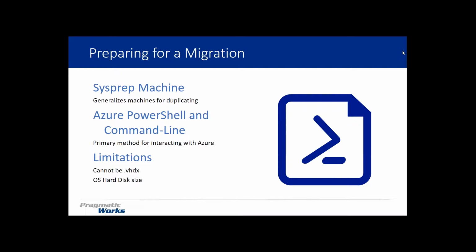Then finally, a couple of little limitations here, just to be aware of. You'll notice that first one that we have on there is that it can't be a VHDX. It has to be a VHD. I don't know when they're going to start supporting VHDX as an upload option for Azure, but I would expect to see that at some point in the future. I just don't have any idea as to when they'll be able to do that. The nice thing, though, is that if we do have a VHDX, there's a real simple PowerShell command that we can run that will convert that over to a VHD for us.